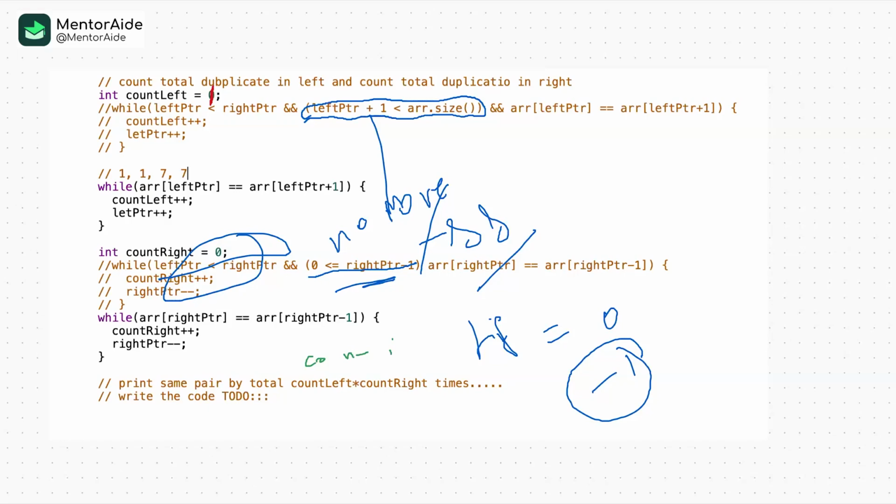Okay. Is anyone able to think about this condition? Why did I even think of writing this one, that the left pointer should be lesser than the right pointer?